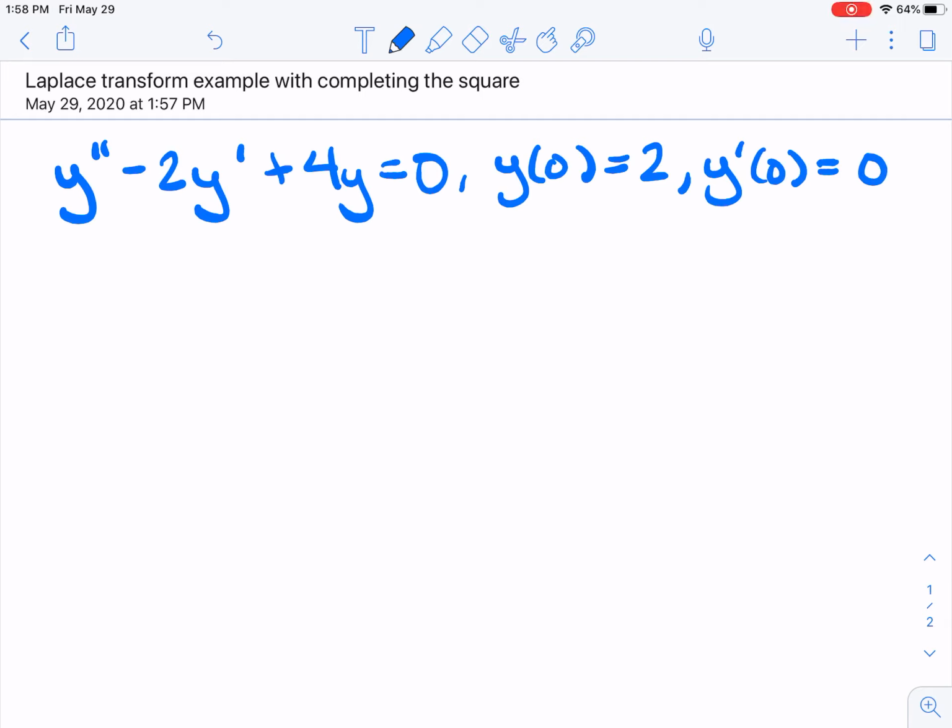This example covers the last situation. In the last example, we did a partial fraction decomposition. That's very common in these problems. This is the other situation that's very common. So let's dive right in and take the Laplace transform of both sides here.